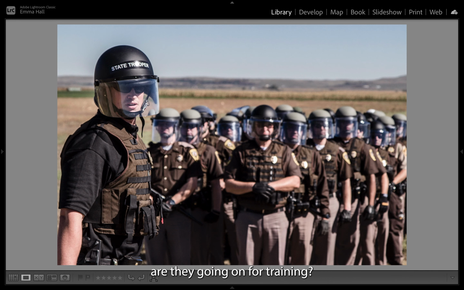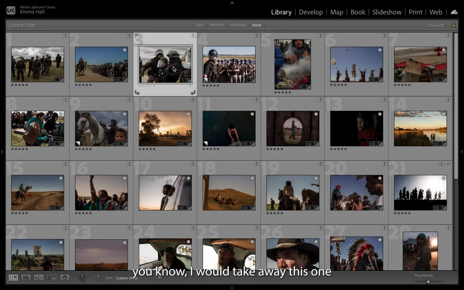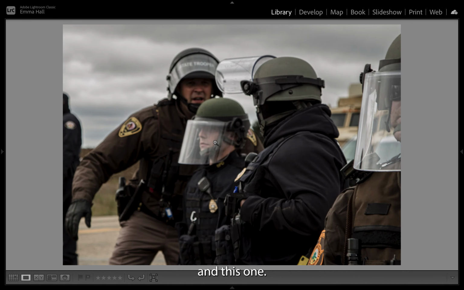Here, it's like, okay, are they going on for a training? They don't have any riot bats. They're just standing there in a line. Very odd. However, when I was 19, I really loved this photo. I thought it was the most amazing photo you could ever do. So there's that. So for my 2 picks, I think it really depends, again, how long we're looking to make this story. But automatically, I would take away this one and this one.